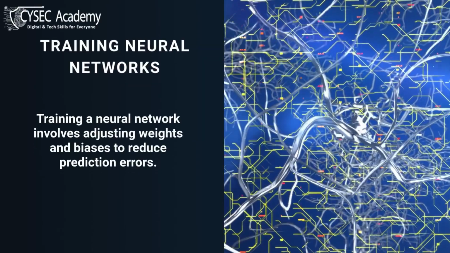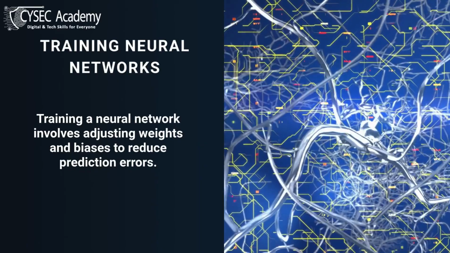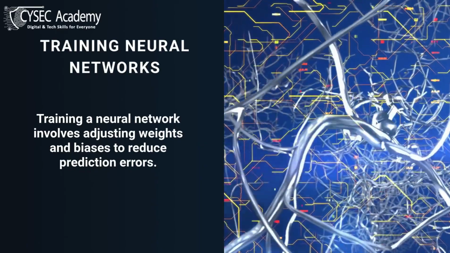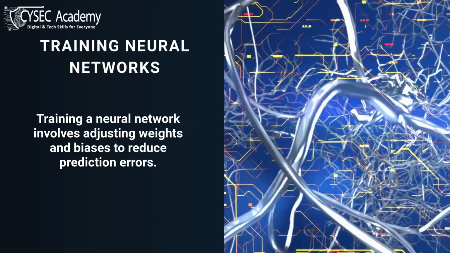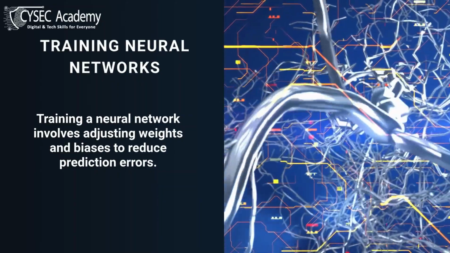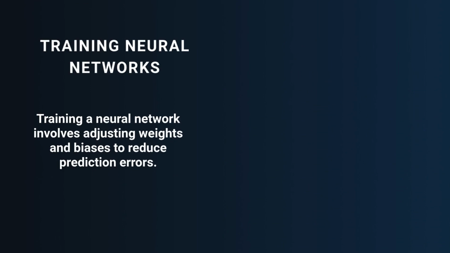Training neural networks, forward propagation, backpropagation. Training a neural network involves adjusting its parameters, weights and biases, to minimize the error in its predictions. This process requires two key steps, forward propagation and backpropagation. Let's delve deeper into them.